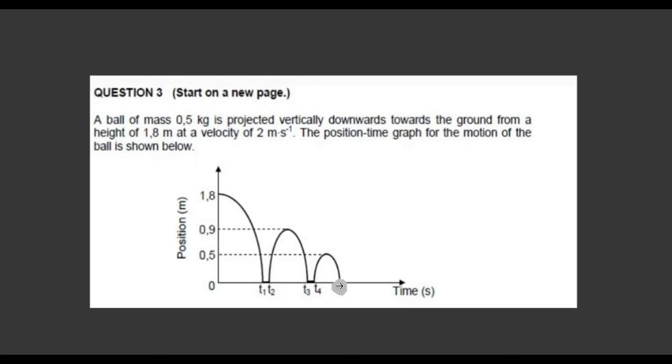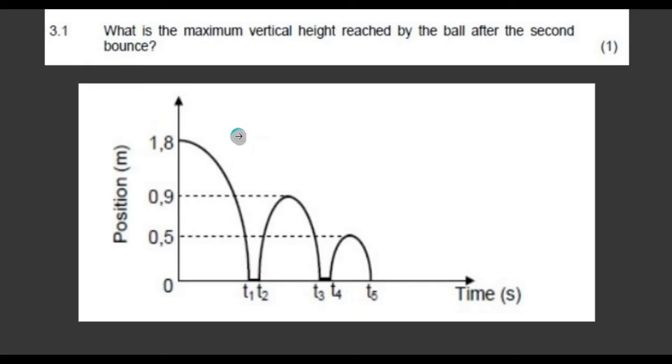So let's see what the questions are like. The first question is, what is the maximum vertical height reached by the ball after the second bounce? So we know it's projected, hits the ground. This is the first bounce, this is the second bounce. So the maximum height reached will be here, meaning that it will be in contact with the floor and then bounce back up and reach that maximum height of 0.5 meters. So that would just be your answer for question 3.1.